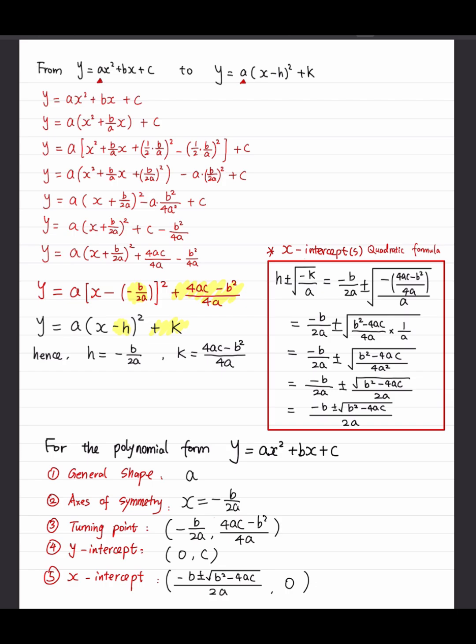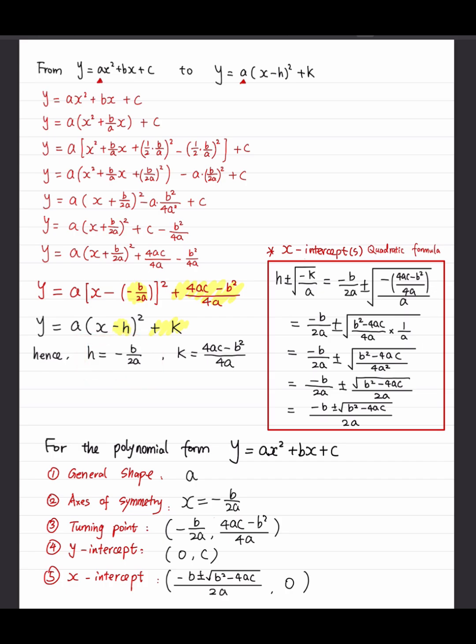And I can rewrite x plus b over 2a in the bracket as x minus negative b over 2a, so that we can actually match with the actual turning point form. So you can see the turning point form, the a is the same as this a, and then you have x, which is the same, minus, which is the same. Here you have h, here you have a negative b over 2a. Therefore, we can say h is equivalent to negative b over 2a.